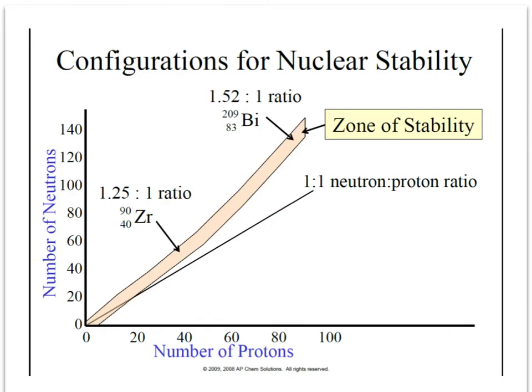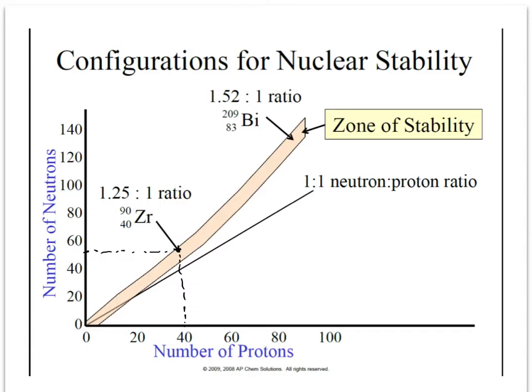So here we see a chart that matches up the number of neutrons versus the number of protons. If we look at a particular element like zirconium right here, zirconium has 40 protons and 50 neutrons for a total of 90 nucleons. And so if we were just to graph that, that's 40 protons, so we would come up. And it's got 50 neutrons, so we would go over, and we would mark its place on here.